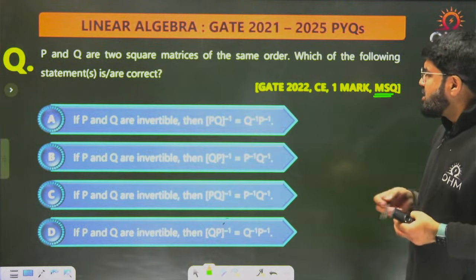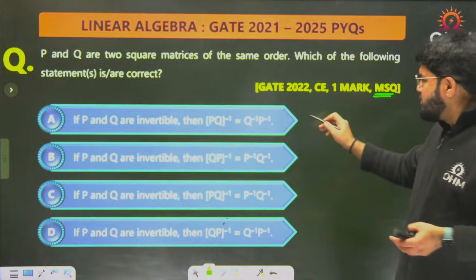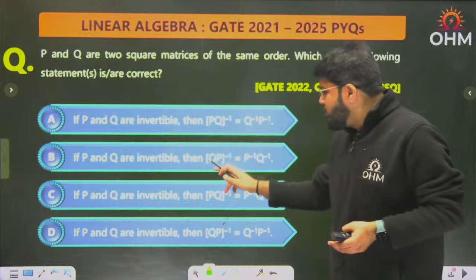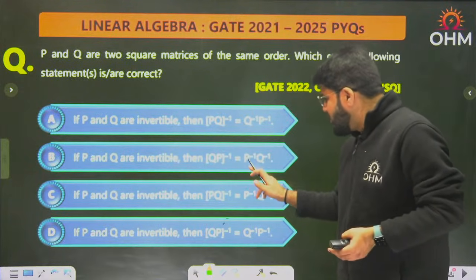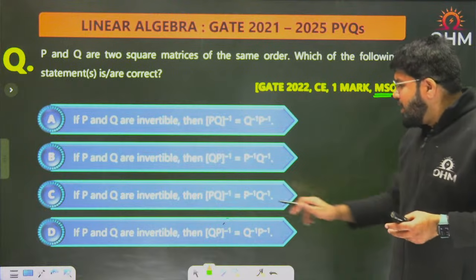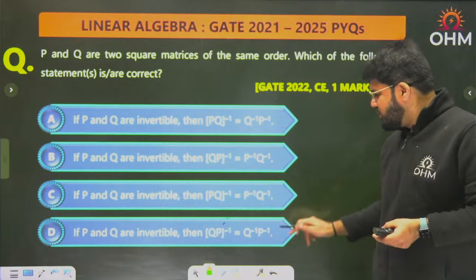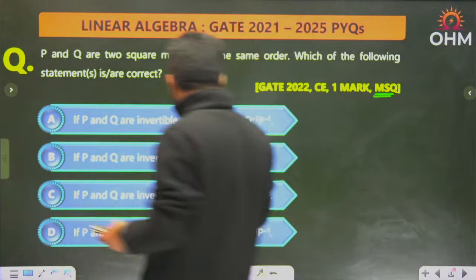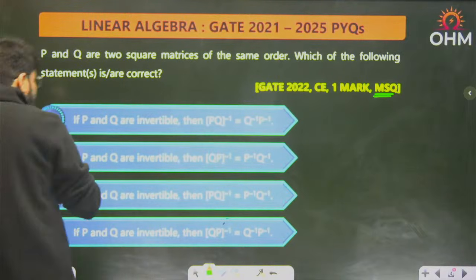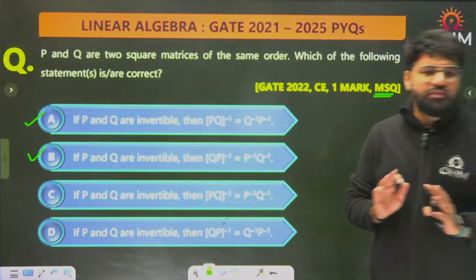What is this law? We all know that the inverse of PQ will go in reverse as Q inverse P inverse. So this is correct. Similarly, the inverse of QP will also go in reverse as P inverse Q inverse. This is correct, but the straight multiplication will not happen. The inverse of PQ is not P inverse Q inverse, and similarly the inverse of QP is not Q inverse P inverse. So the correct answers are A and B. Inverse of multiplication, a direct property, 1 mark question.